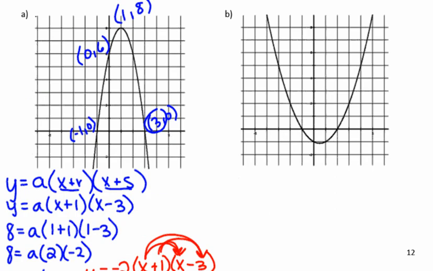For graph B, now our a value should be positive. It's opening up. It's a little bit wider though than the original, so it might not be at 2 anymore. So we'll have to solve for our a value the exact same way. So first things first, identify some points that you can see obviously, not guessing. So I see an x-intercept here of 2 and 0.